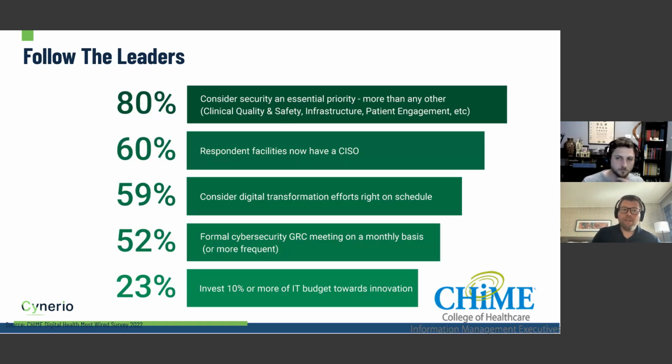It's not going to be perfect, but you'll find you can often increase protections in some meaningful way rather quickly. Next is follow the leaders, see what others are doing. This comes from a Chime report that was released several months ago, the Digital Health Most Wired Survey 2022. They documented what people are doing in cybersecurity, ranging from considering cybersecurity an essential priority over almost everything, down to investing up to 10% or more of your IT budget. Only a quarter of places do that. That's a big ask, but at least gives you a baseline to work with.